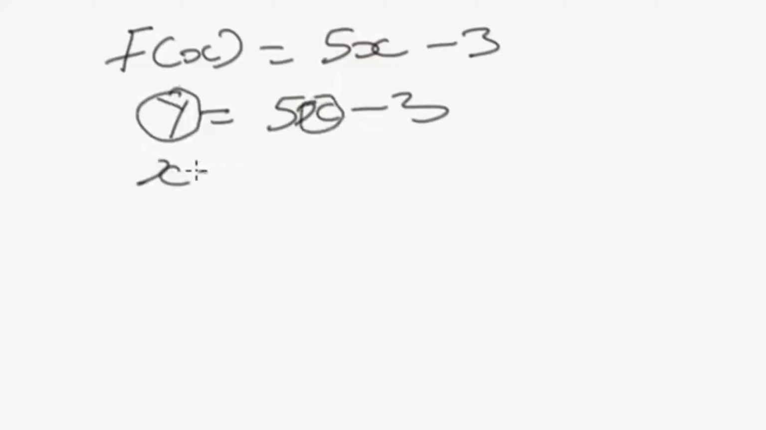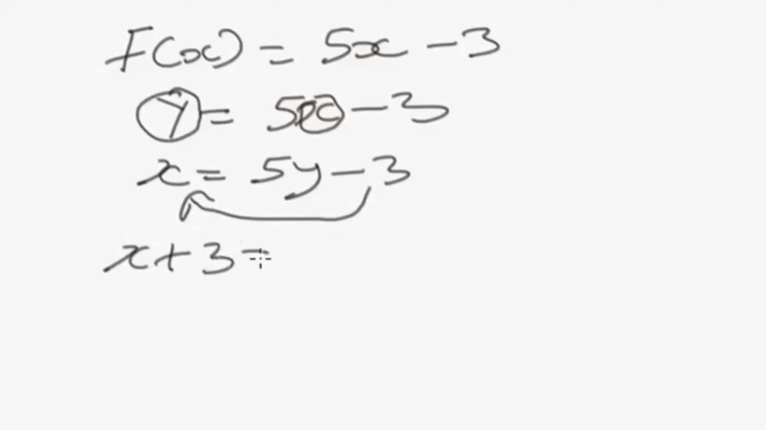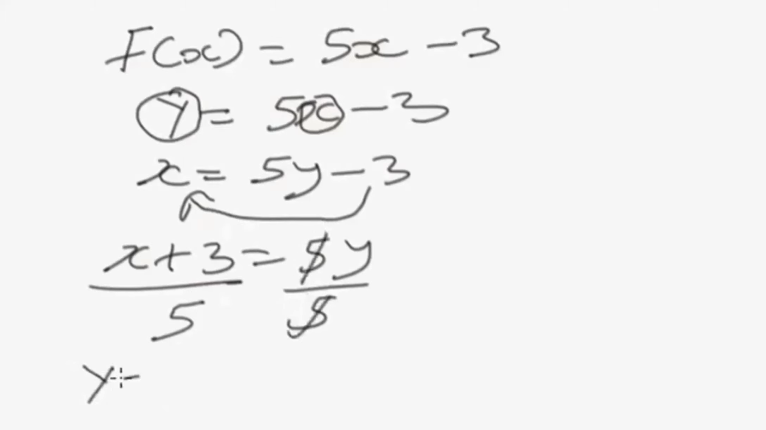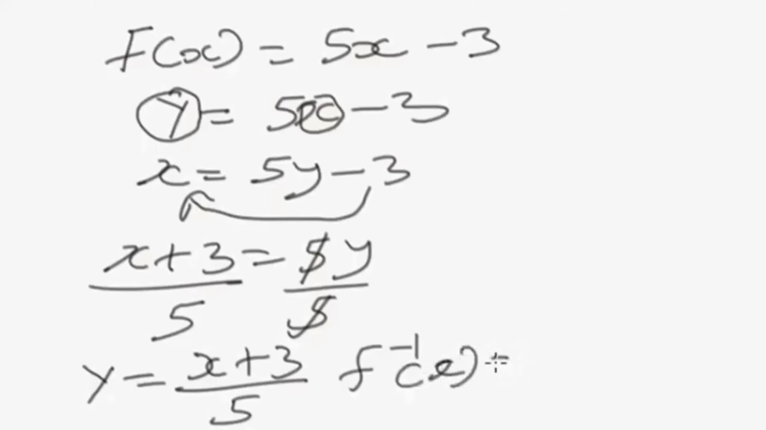When you do, you're going to have x equals 5y minus 3. So you now make y the subject of the formula. To do that, this negative 3 will cross the equality, and we're going to have x plus 3 equals 5y. Then divide both sides by 5. So the inverse function y will be x plus 3 over 5, or replace this y with f inverse of x equals x plus 3 over 5. So this will be the answer.